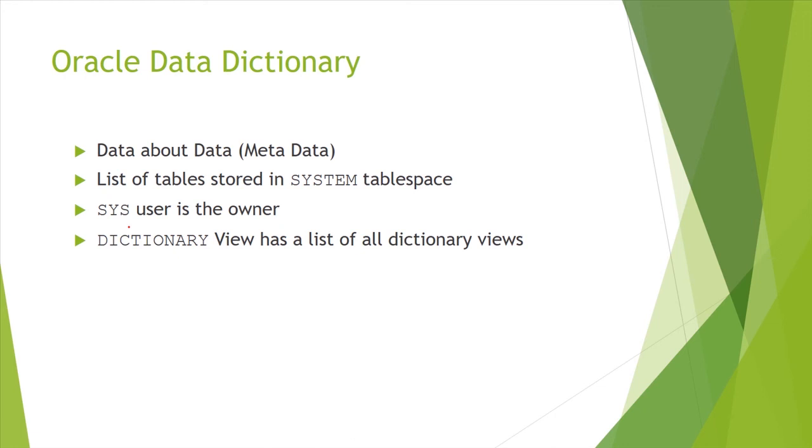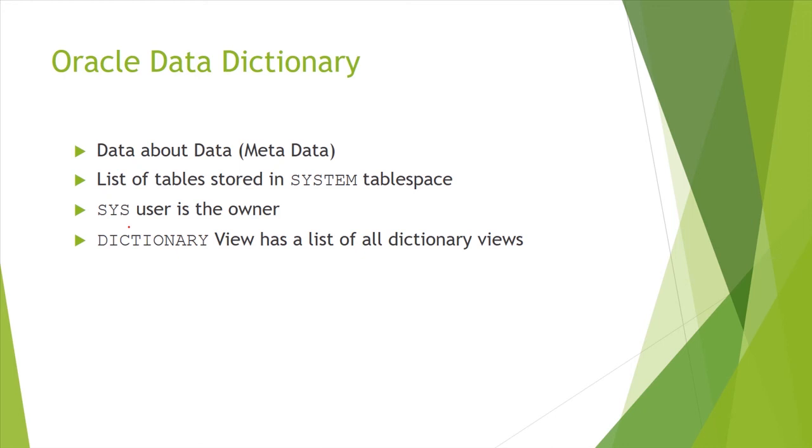Is there an index on the column? Is there a trigger built on the table? This information about your object is called metadata, or data about data, or the data dictionary. This information is stored in specialized views and tables called the dictionary. The owner of this dictionary is the SYS user and it is stored inside the SYSTEM tablespace.